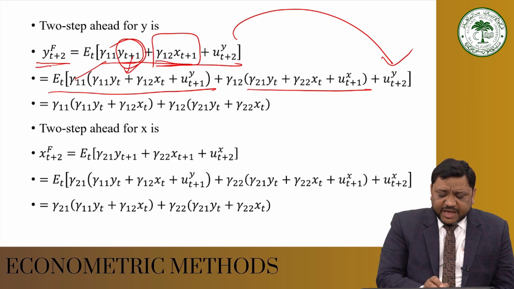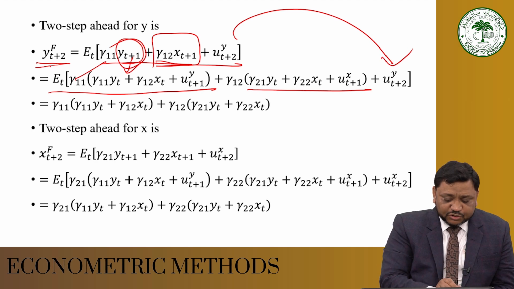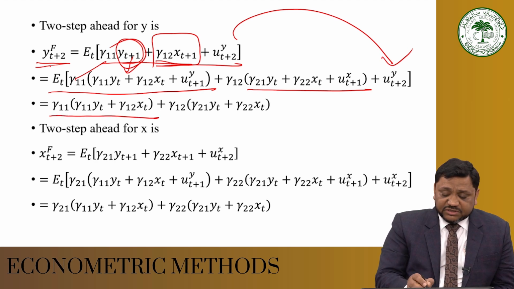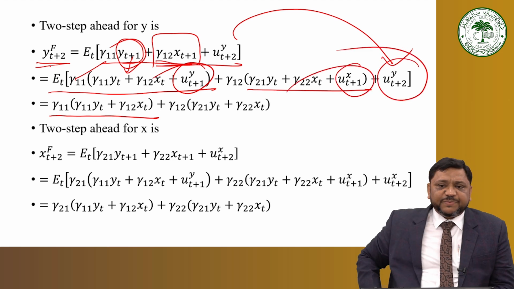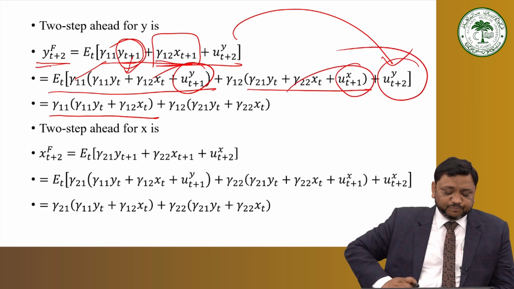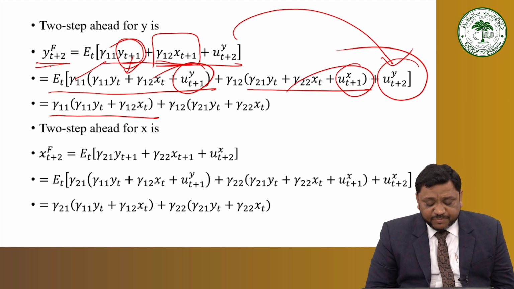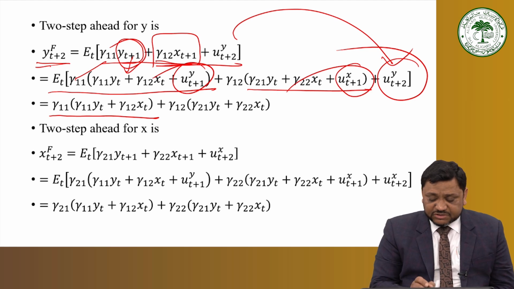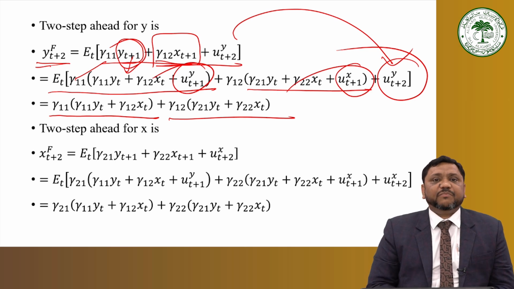What we do, we can then just open the bracket and remove the expectations. We take the expectations, so this term vanishes, this term vanishes, this term vanishes. When we take expectation, all the error terms become 0. So what we are left with is gamma 11 multiplied by gamma 11 yt plus gamma 12 xt, plus gamma 12 multiplied by gamma 21 yt plus gamma 22 xt.